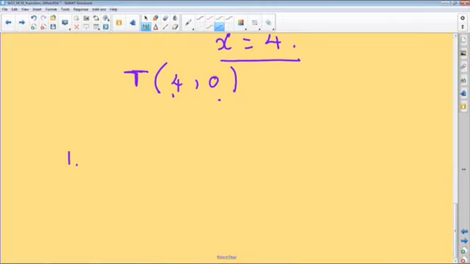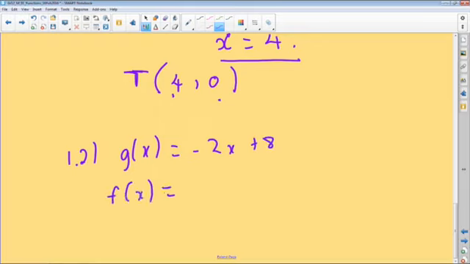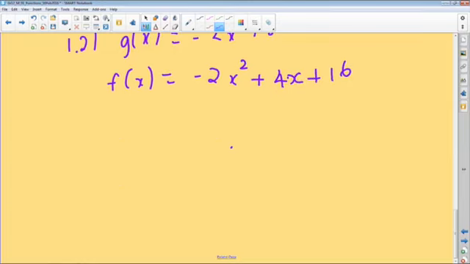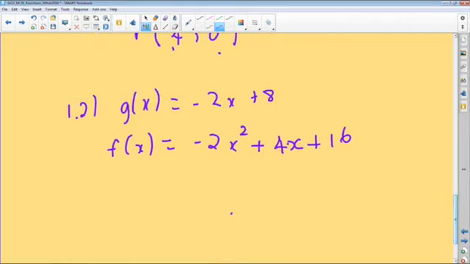So this is 1.2. I know that g of x is minus 2x plus 8. And I know that f of x, and they gave us this, is minus 2x squared. If you didn't have this, you would obviously need to go and find the values for a, b, and c. And you certainly do have enough information here to find those values if it were not given to you. Okay, so we've got written down the equation of g and the equation of f. I'm going to call the first part equation 1, and we can call this one equation 2.